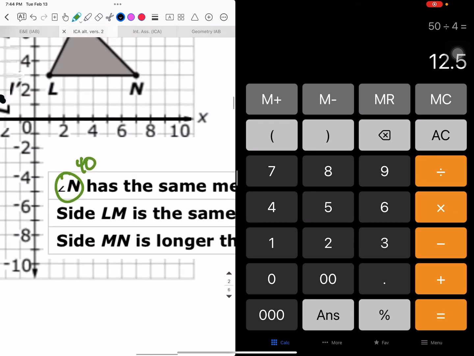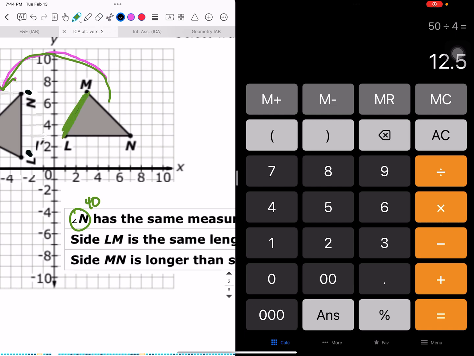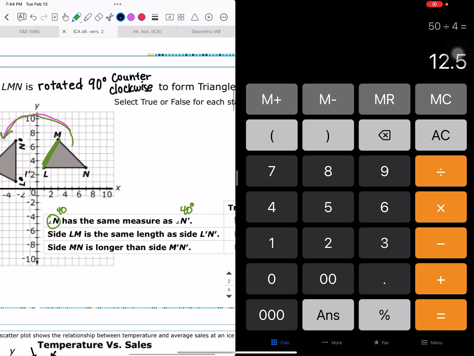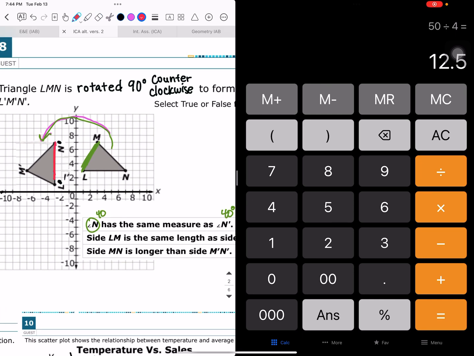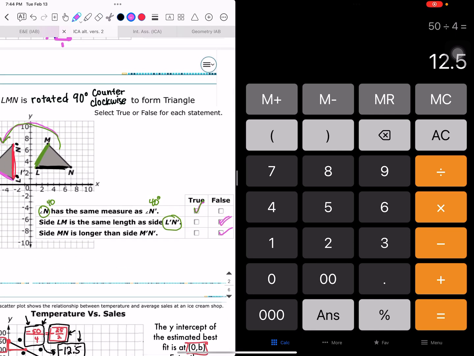This is weird. Side LM, that side right there, is the same side as the new LN? Why would two different sides, those aren't the same side. The red side came from this black side. The green side moves to this pink side. They're trying to confuse me. No, that is wrong. Those are two different sides. They're not even talking about the same side.